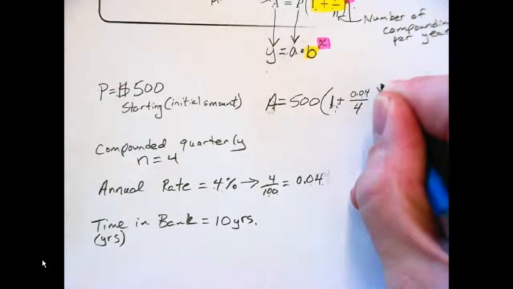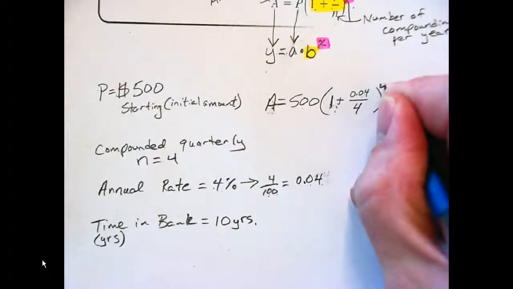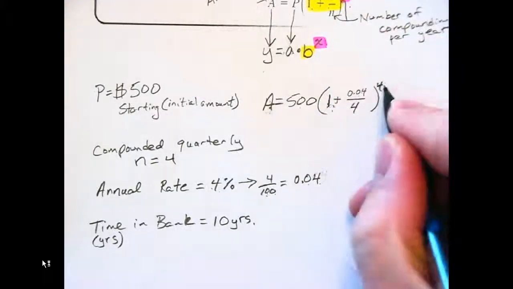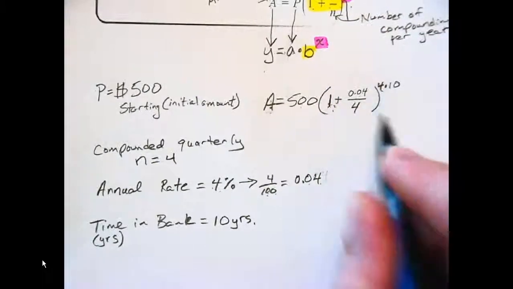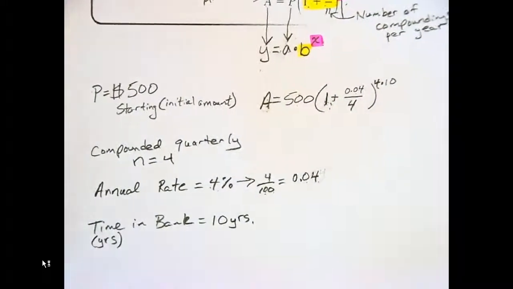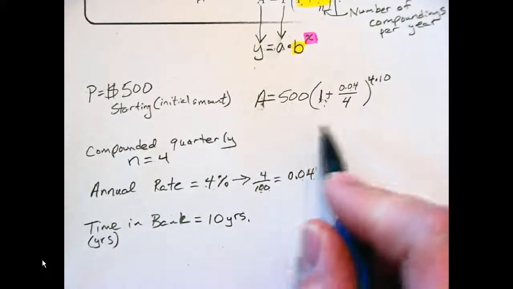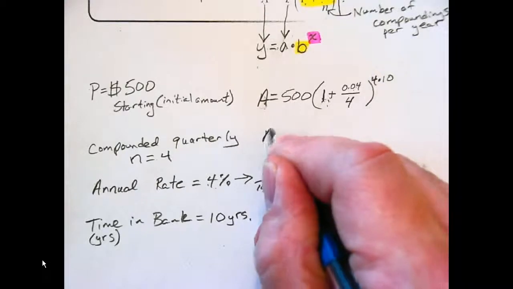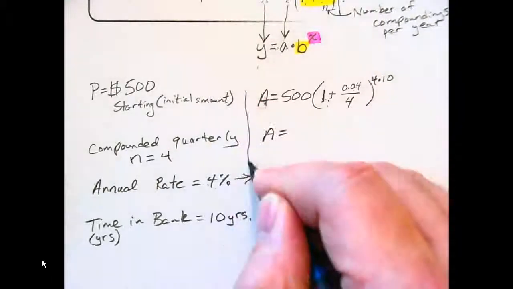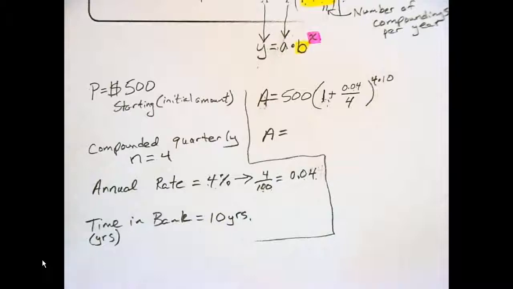You go, hey, number of times per year is still 4. That's that in. And times 10 years, that means it's compounding 40 different times, right? 4 times a year for 10 years. This will tell you what you get after 10 years. I want everyone to calculate how much money you have earned or how much money you have in that account after 10 years.